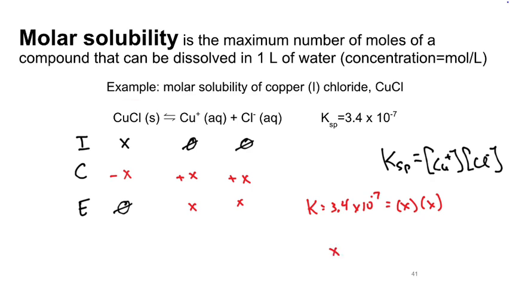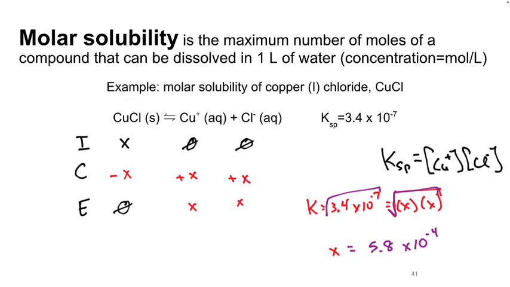X is now just going to be the square root of both sides of the equation, and I'm going to get some number. Did you give me a number? Is that what that was? 5.8 times 10 to the negative 4. Good, it was not 0.002.